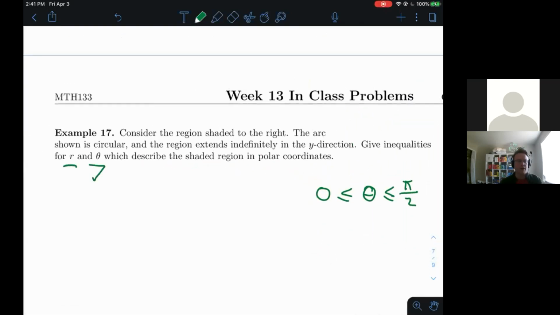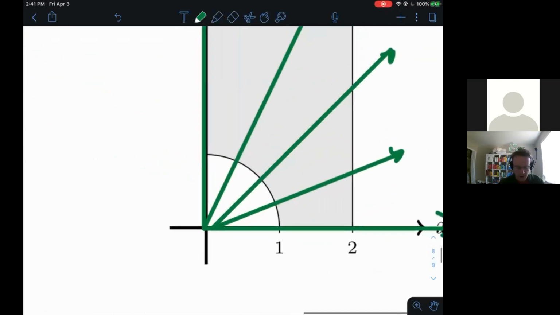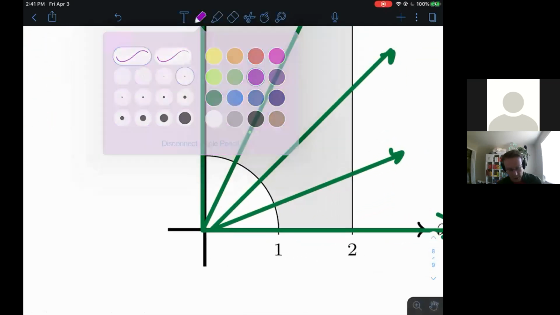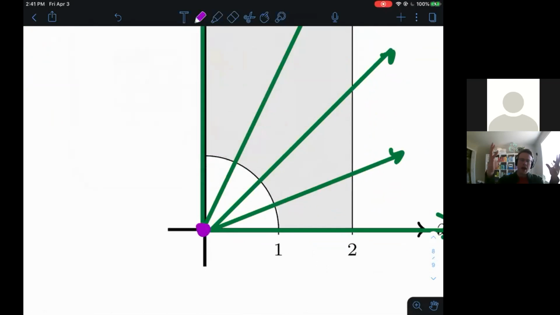Now the r values, right? When do I really enter the region and when do I exit the region? Well, remember r values, they start off at the origin here and they kind of radiate outwards, right? So the first place where I actually enter into the region seems to be along this curve thing. And it didn't give me a whole lot of information, right?